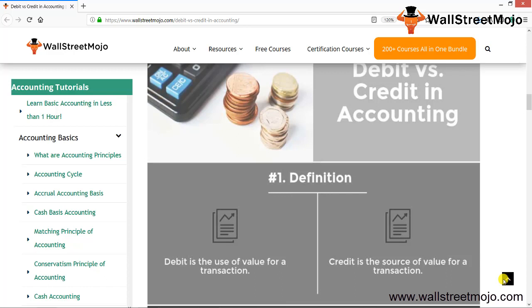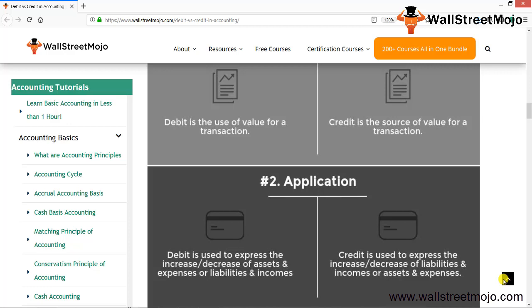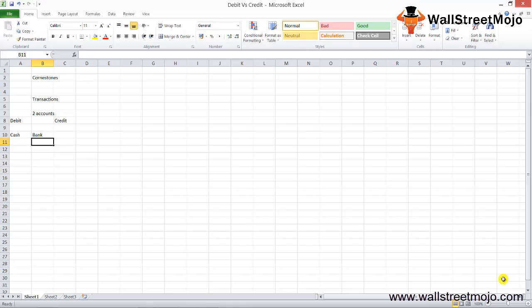Credit is a source. So anything that is basically into use is your debit, and anything that is a source of the value for a transaction is your credit. It's as simple as that. Now, application. Debit is used to express the increase or decrease of the assets and expense or the liability and incomes. So let's bifurcate this.